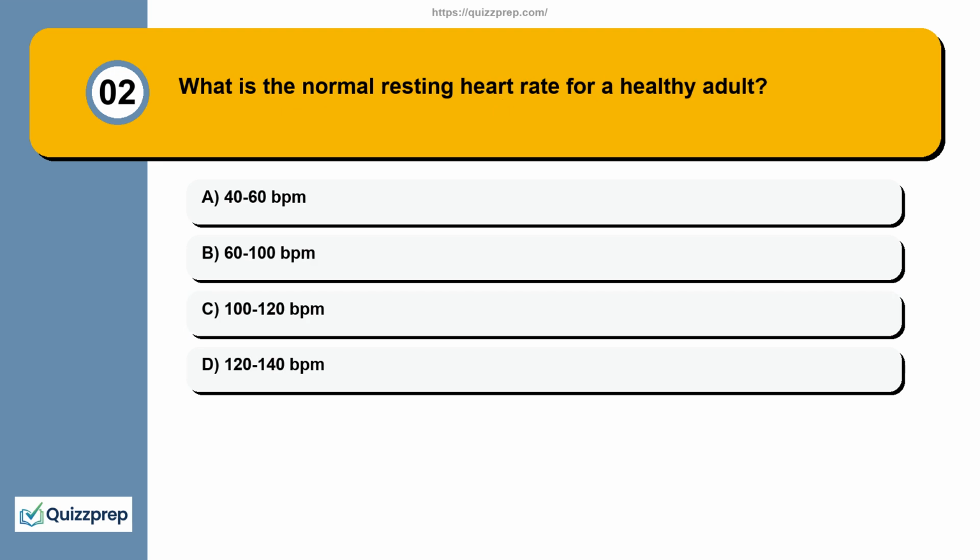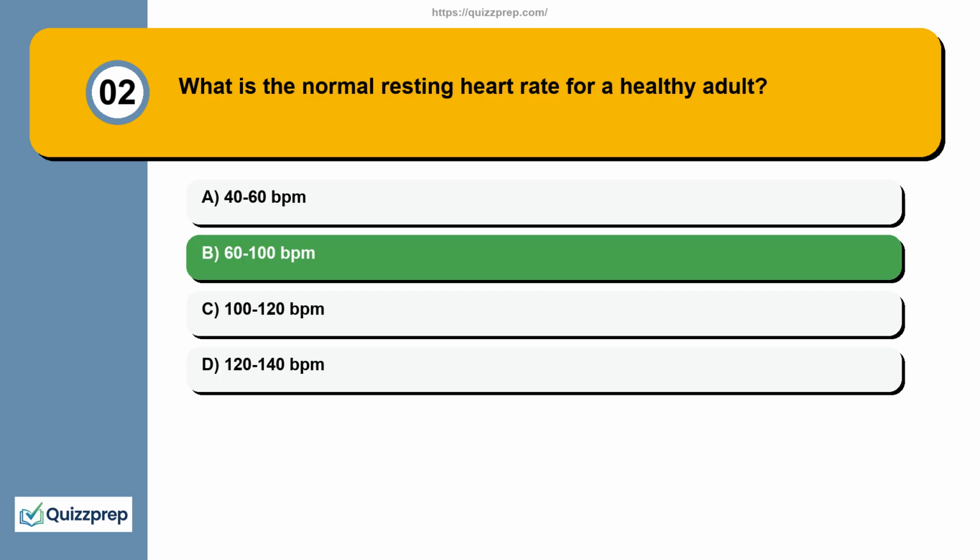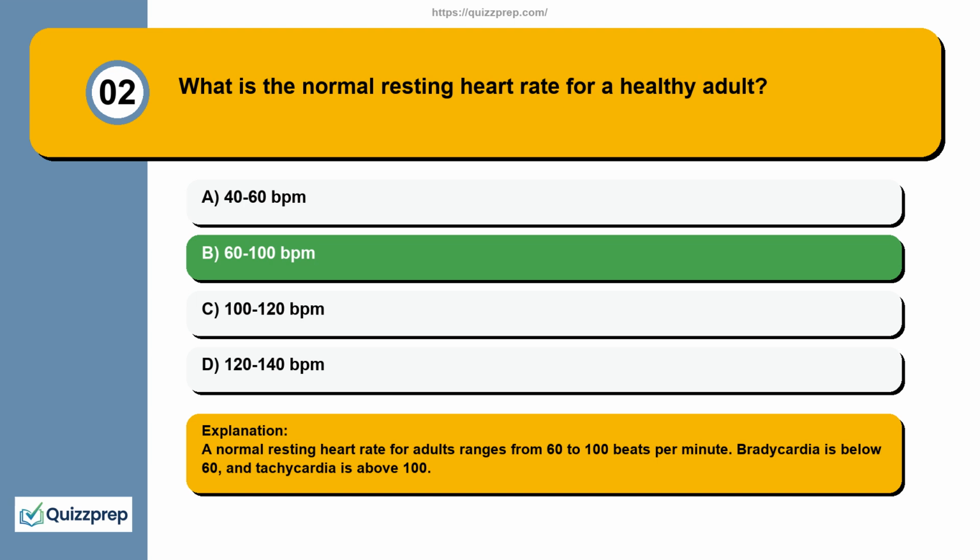Question 2. What is the normal resting heart rate for a healthy adult? Here are your options. Option A. 40 to 60 BPM. Option B. 60 to 100 BPM. Option C. 100 to 120 BPM. Option D. 120 to 140 BPM. The correct answer is option B. 60 to 100 BPM. Explanation. A normal resting heart rate for adults ranges from 60 to 100 beats per minute. Bradycardia is below 60, and tachycardia is above 100.